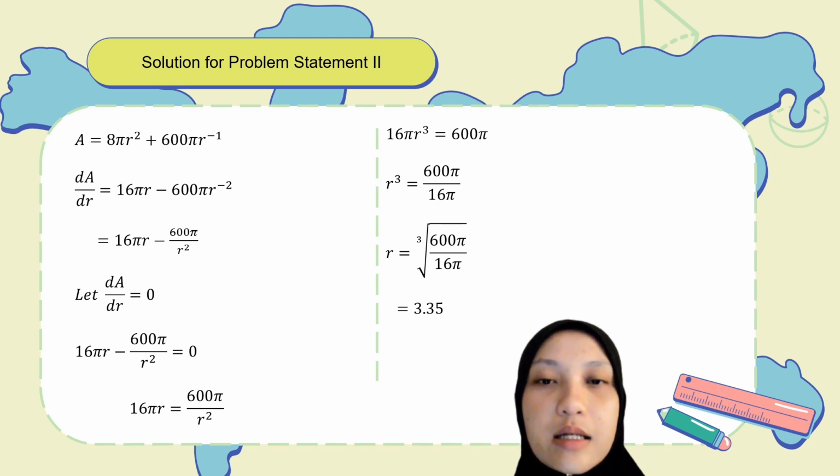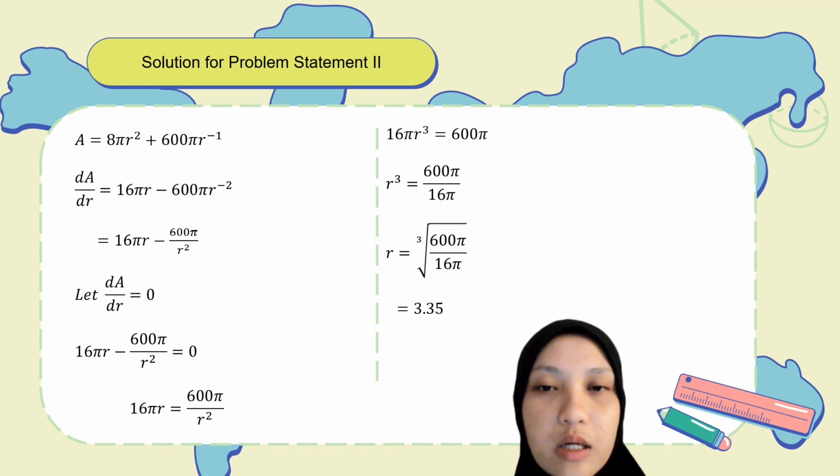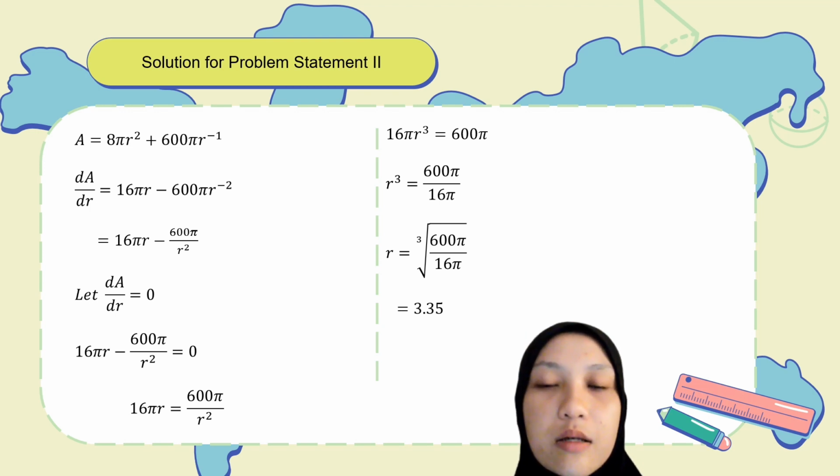Next, let the derivative dA over dr equal 0, so we can find the value of r. 16 pi r minus 600 pi over r to the power of 2 equal to 0. Next, we move the negative 600 pi over r to the power of 2 to the other side, so it will be 16 pi r equal to 600 pi over r to the power of 2. Then, we multiply r to the power of 2 with 16 pi r, so we get 16 pi r to the power of 3 equal to 600 pi.